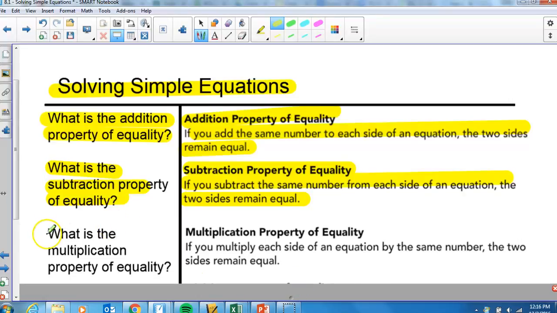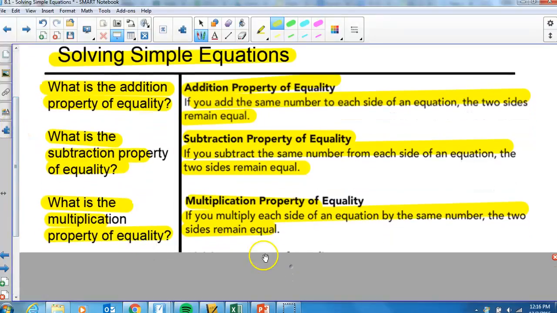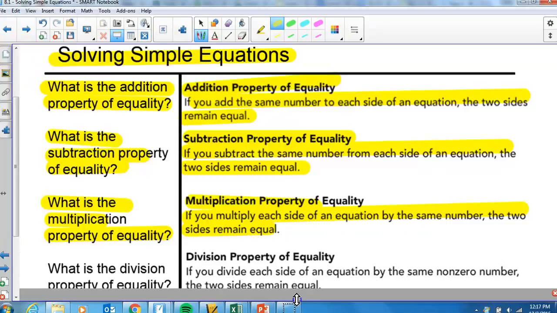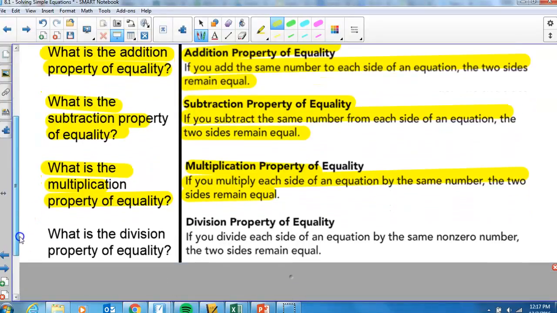The next property is what is the multiplication property of equality? The multiplication property of equality states that if you multiply each side of an equation by the same number, the two sides remain equal. Now, in the past, you've talked about the associative property, the distributive property, and the commutative property. Now that you're kind of getting into more algebraic concepts, you're going to have a lot more properties. In fact, when you get into algebra, you will probably talk about 10 to 15 new properties that you'll be responsible for. And the last one, what is the division property of equality?